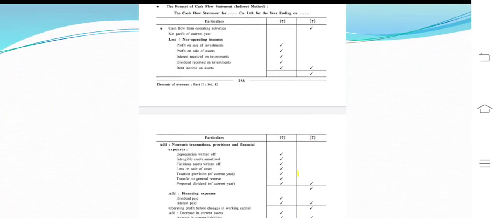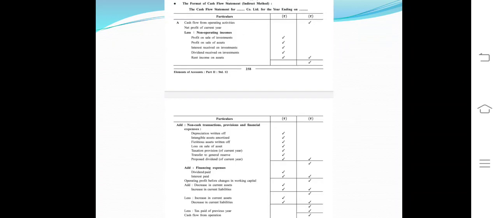Friends, this is the statement where we can see three activities. The first, A, cash flow from operating activities; second, B, cash flow from investing activity; and C, cash flow from financing activity. One by one we will learn these three activities, how to present them in the statement. So let us take first cash flow from operating activity. Here it is. The format of cash flow statement: the cash flow statement for so and so company for the year ending on date will come. Now first, A, that is cash flow from operating activities.